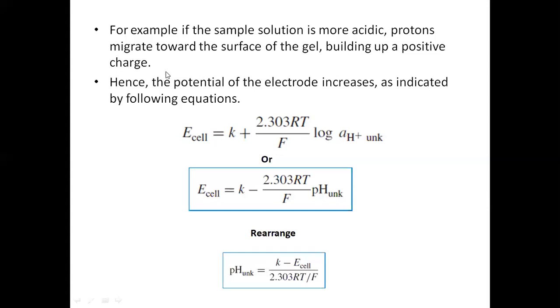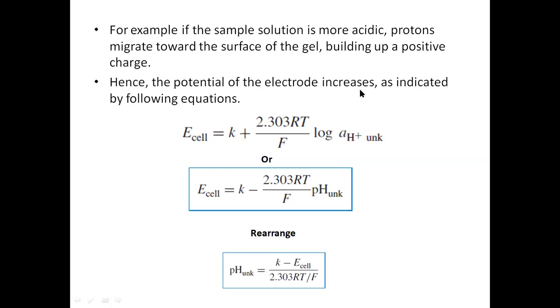It builds a positive charge. It is a hydrogen ion, and a hydrogen ion is a positive charge, so it builds more positive charge on the glass surface. Hence, the potential of the electrode is increased. See, if there are more hydrogen ions, the potential of the electrode is increased.